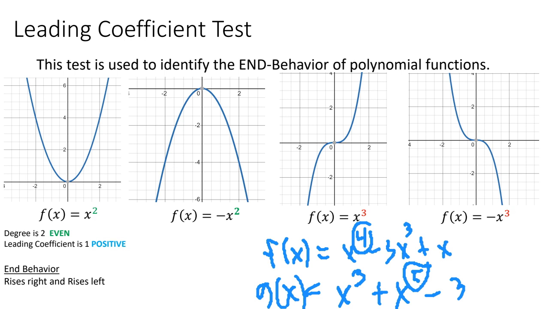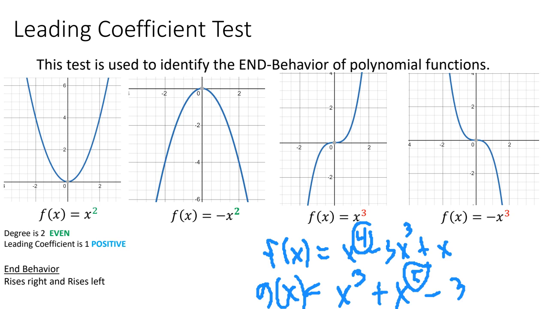And so what we want to look at is whether the degree is even or whether the degree is odd. Okay, so 2 is even. And then the other thing we're going to look at is the leading coefficient. In fact, this is called the leading coefficient test. The leading coefficient is going to be the number that's in front of the term with the highest exponent. So here, the number in front of x squared is 1. And for this, we're going to decide, is it positive or is it negative? Okay.